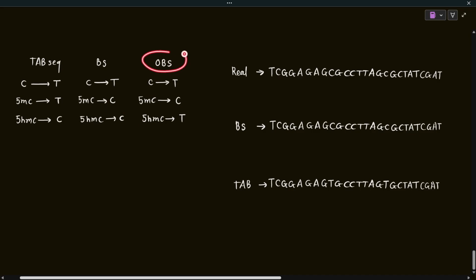In oxidative bisulfite sequencing, we add one more step, and that is oxidation of 5-hydroxymethyl cytosine. The oxidation of 5-hydroxymethyl cytosine results in 5-formyl cytosine, and this 5-formyl cytosine can be deaminated by sodium bisulfite, so it gets converted into uracil and is read as thymine. While 5-methyl cytosine stays as it is, not deaminated, and that is why it is read as cytosine. So this was oxidative bisulfite sequencing.